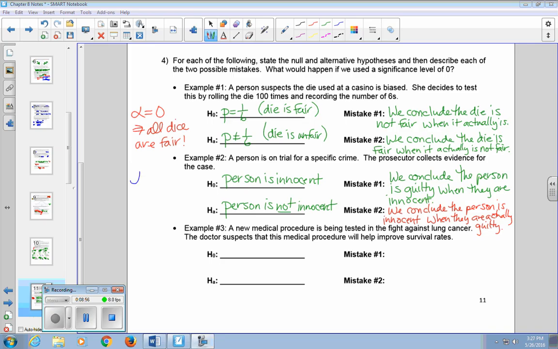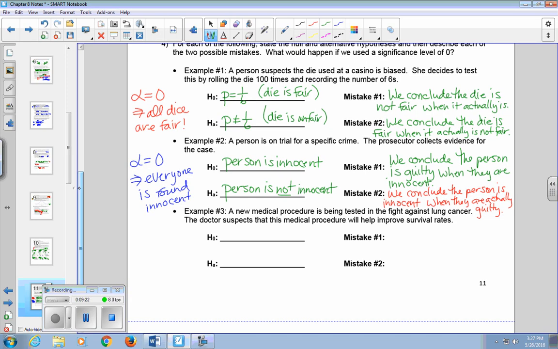So if you think about that last piece, what would happen if our significance level was 0? This would mean that everybody is found innocent. The amount of evidence you require to convict someone is too much. You're never going to get there. So you find everybody is innocent.